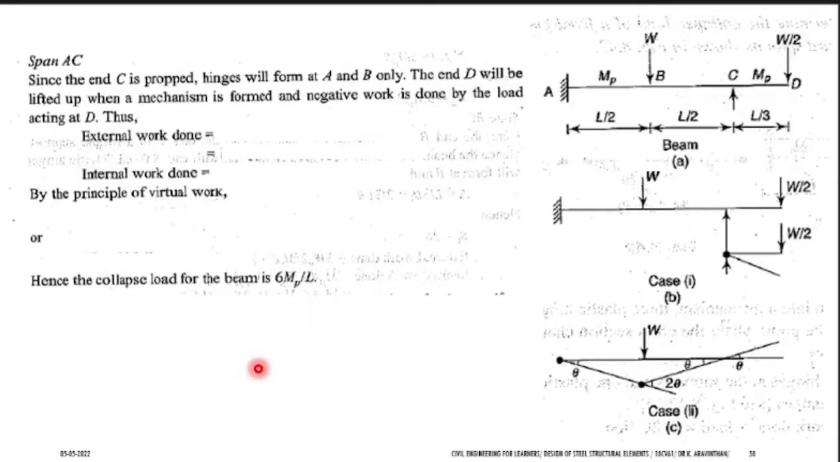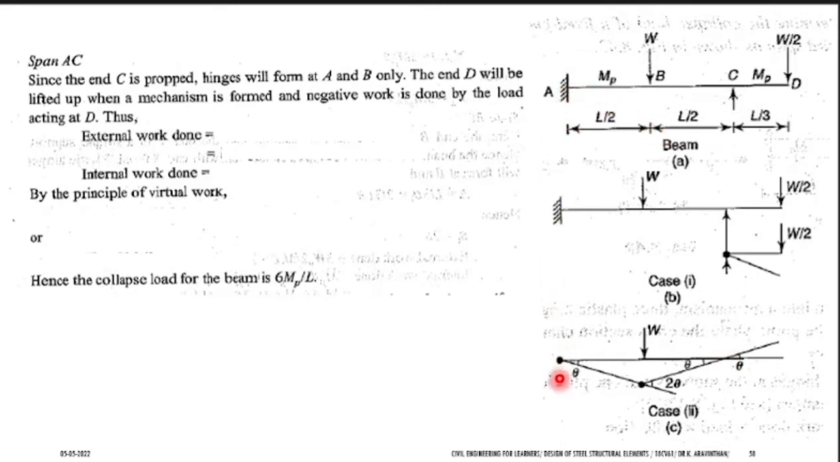Let us find for span AC. So what is span AC? This is your interior span. You have found the mechanism for case 1, that is span C to D. Now you have to find for span A to C. For finding this, you have a fixed end here.